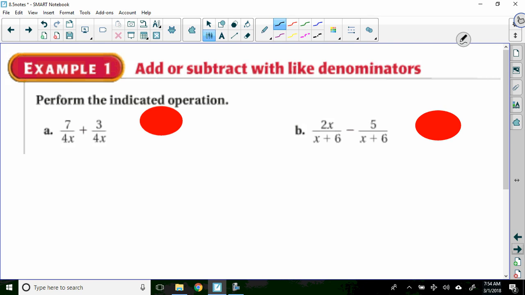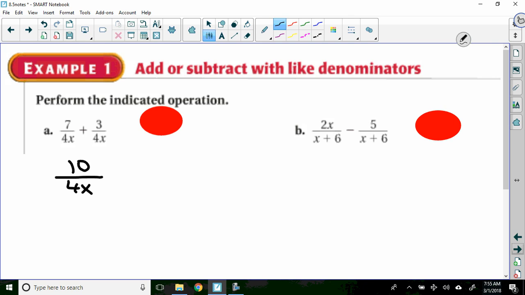On example number 1, part A, we've got a denominator of 4x. So our denominator is going to stay 4x. And in the numerator, we just add the numerators. So what's that going to be? 10 over 4x. So you might think you're done there, but you're not.